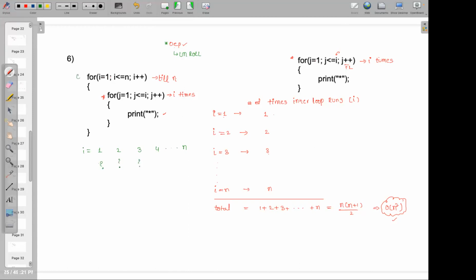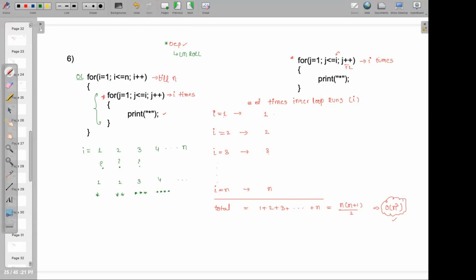Outer loop. You should start with the outer loop. Okay, sir, outer loop. It is running n times. But when I is equal to 1, what is happening inside? You should know that. When I is equal to 1, this print is executing only once. When I is equal to 2, how many times is this for loop executing? 2 times, which means 2 stars will be printed. What will happen when I is equal to 3? 3 stars will be printed. Like that, 4 stars will be printed when I is 4.